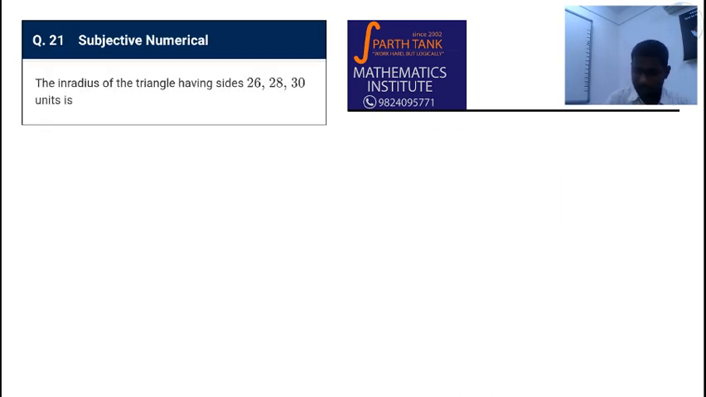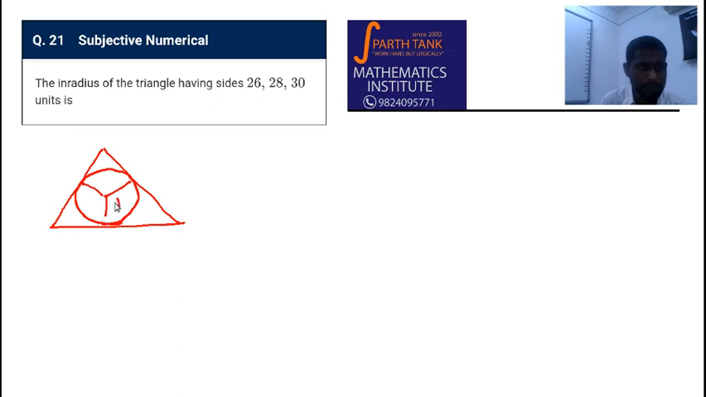21. Now we start the subjective numericals. The inradius of the triangle having sides... What is the inradius? We know the inradius is nothing but the radius of the incircle. That is a circle here. The sides are at the same distance from this point. This is the incenter I. And you know this incenter is nothing but the meeting point of the angle bisectors, right? Now these are angle bisectors.